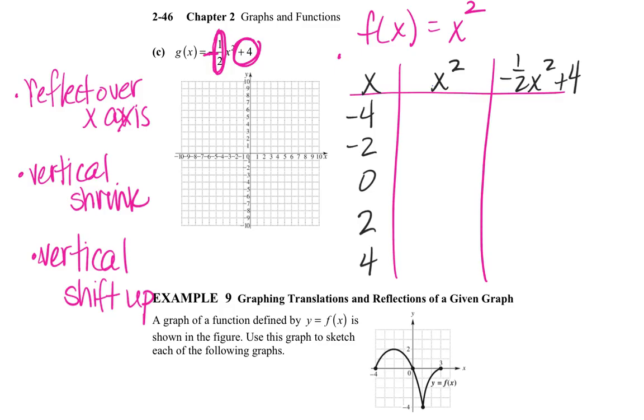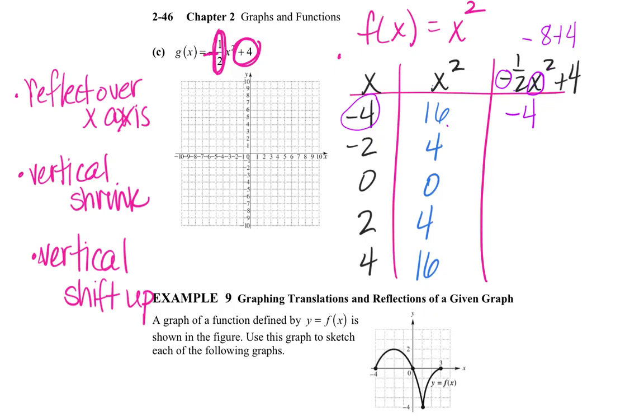All right, negative 4 squared is 16. Negative 2 squared is 4. 0 squared is 0. 2 squared is 4, and 4 squared is 16. All right, so now we're going to take half of it. So we got the negative 4 squared, which is 16, and then we're going to take half, which is 8, and then we have the negative sign. So we have negative 8 plus 4, so that's negative 4.